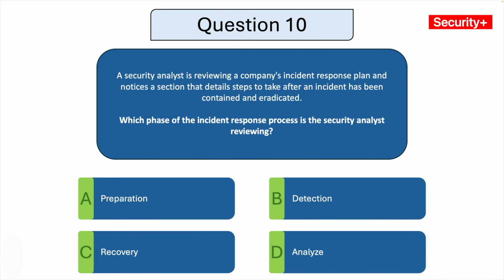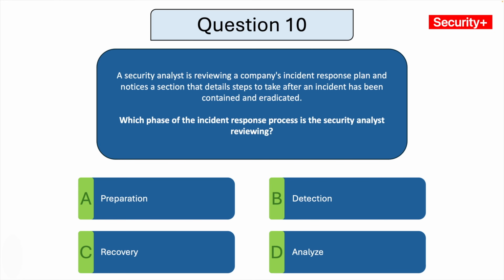Question 10. A security analyst is reviewing a company's incident response plan and notices a section that details steps to take after an incident has been contained and eradicated. Which phase of the incident response process is the security analyst reviewing? A, preparation, B, detection, C, recovery, or D, analyze?